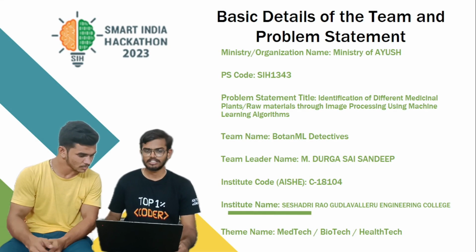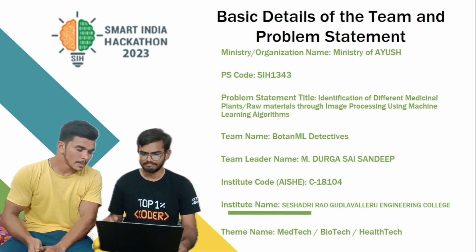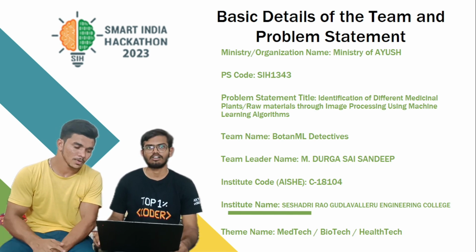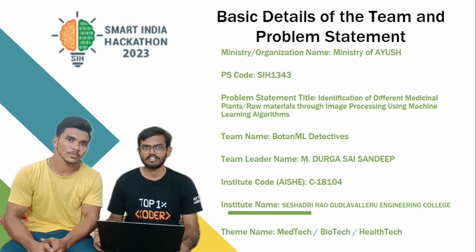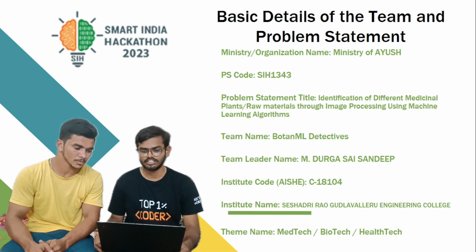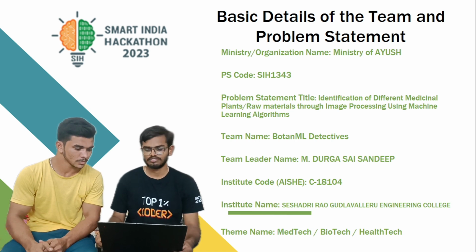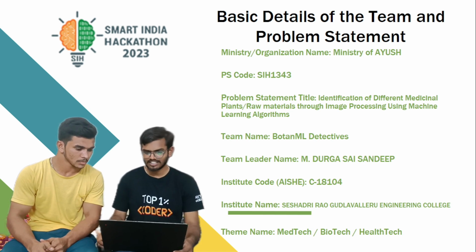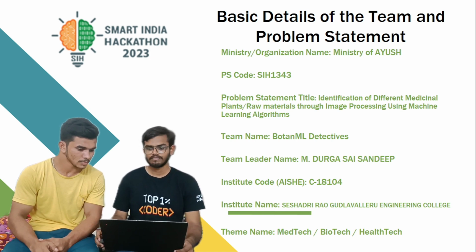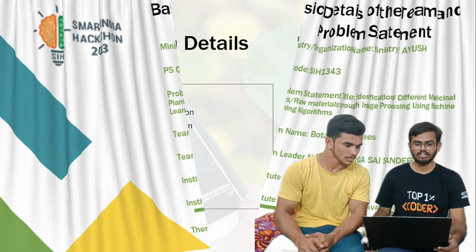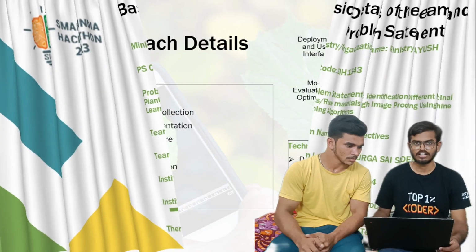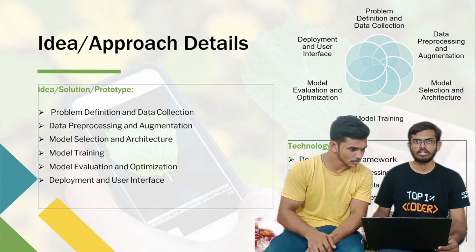Today we are here to present a problem statement on the identification of different medicinal plants or raw plants using machine learning algorithms. This problem statement comes under the ID SIH 1343 and we are from the Seshadrao Gopalavalle Engineering College. This problem is powered by the Ministry of Ayush and comes under the theme of health tech or biotech. Coming to the approach details, we are using k-means clustering.